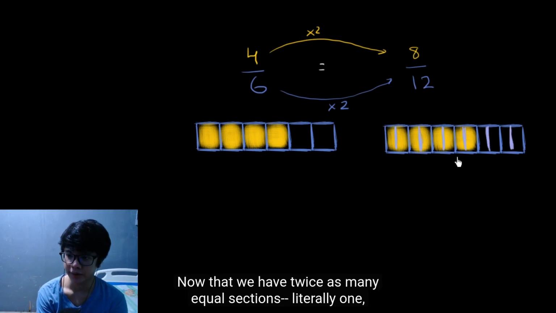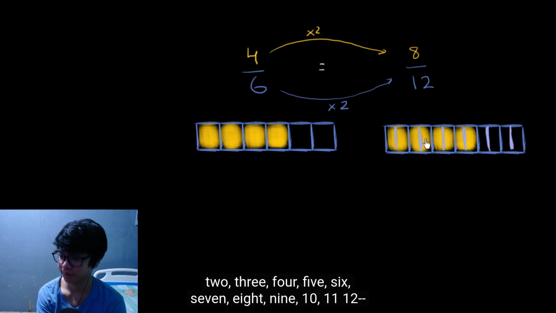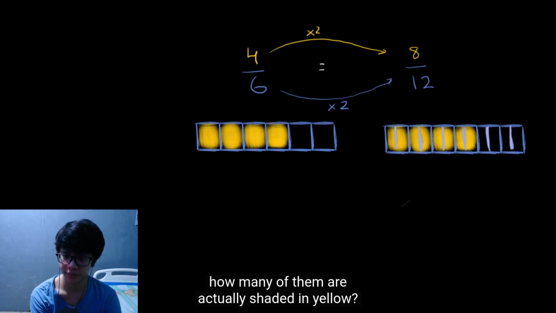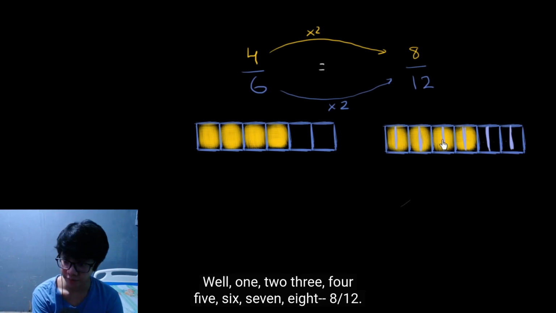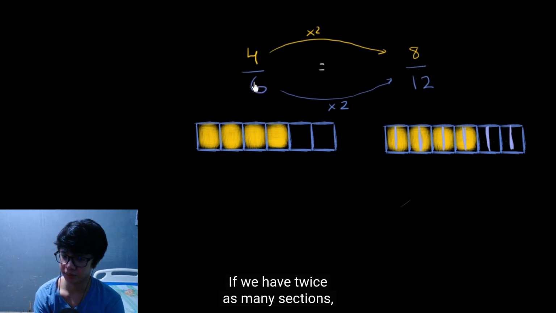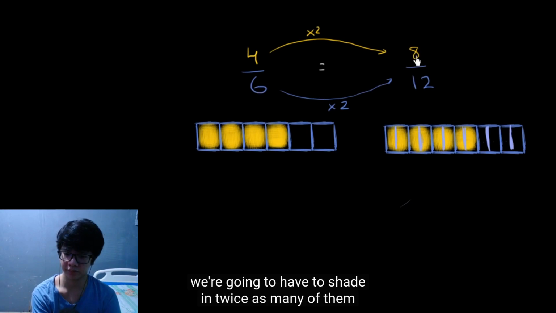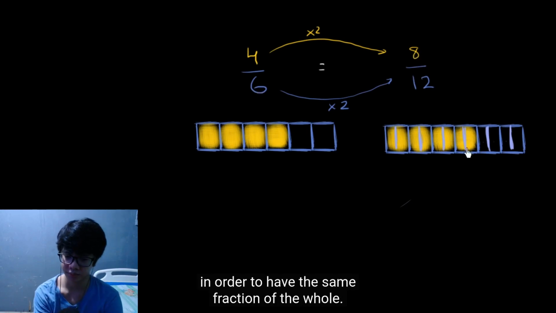Now that we have twice as many equal sections, literally 1, 2, 3, 4, 5, 6, 7, 8, 9, 10, 11, 12, how many of them are actually shaded in yellow? Well, it's 1, 2, 3, 4, 5, 6, 7, 8. 8/12. And there's no magic here. If we have twice as many sections, we're going to have to shade in twice as many of them in order to have the same fraction of the whole.